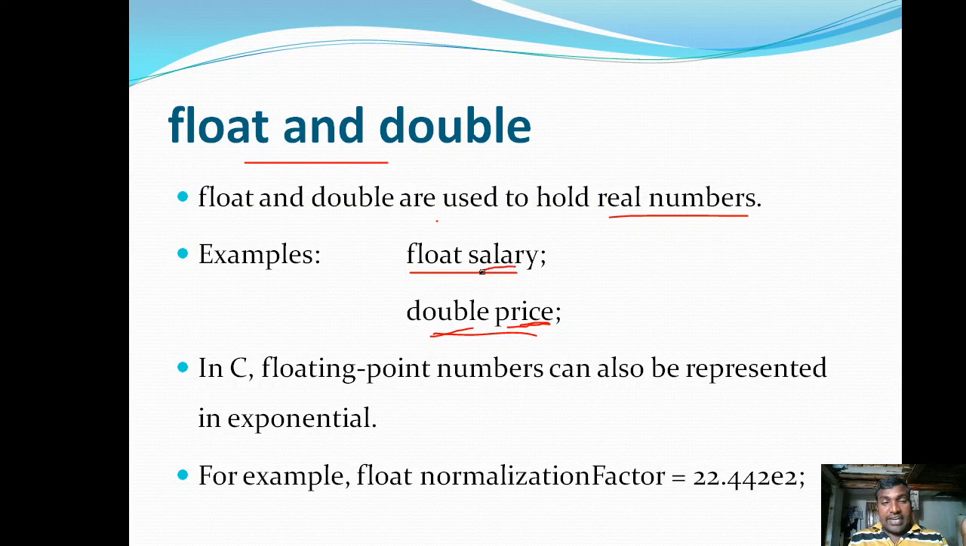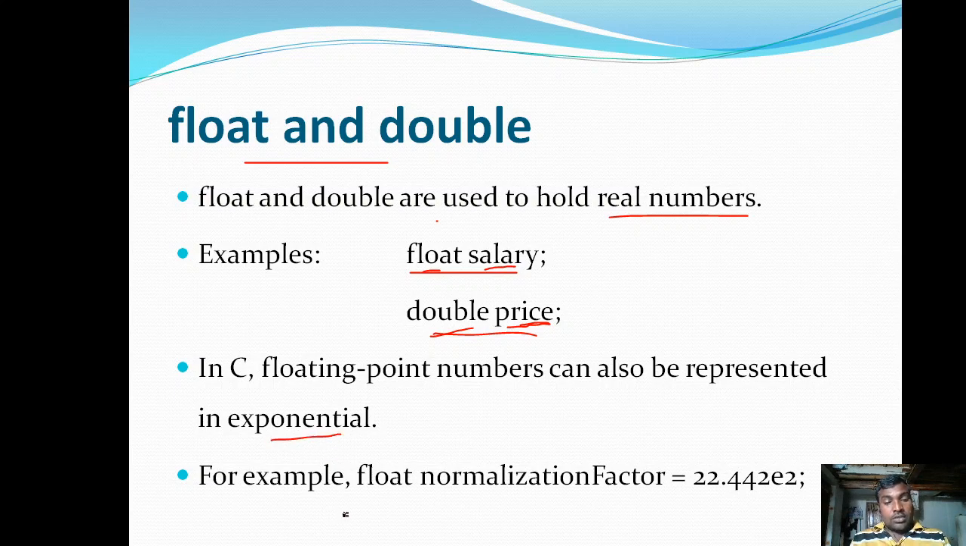Salary is a variable of float type, which means it can also store fractional values. But the difference between float and double is the number of bytes required. The double data type requires more bytes of memory, so it can store larger values compared with the float data type. In C, floating point numbers can also be represented in exponential form.